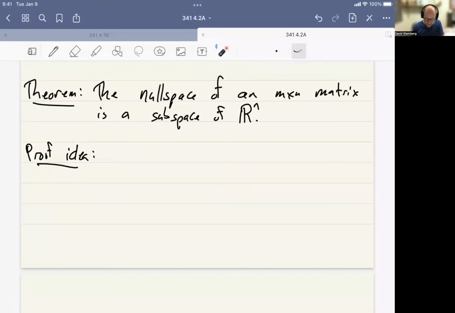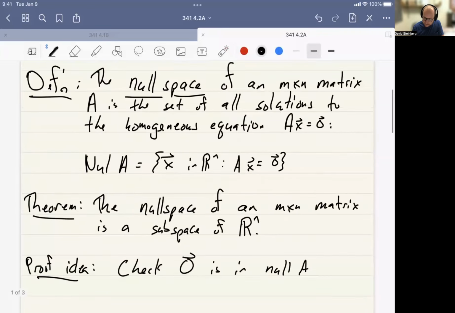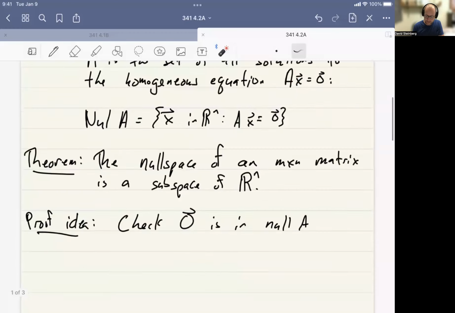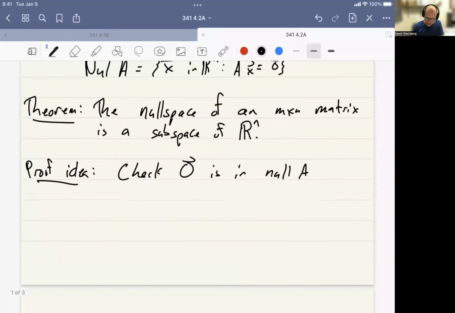And the idea is what? You should check that 0 is in the null space, and that makes sense because we know that if we take any matrix and hit it with the zero vector, we get back the zero vector. So that should check it. We should check that 0 is there.